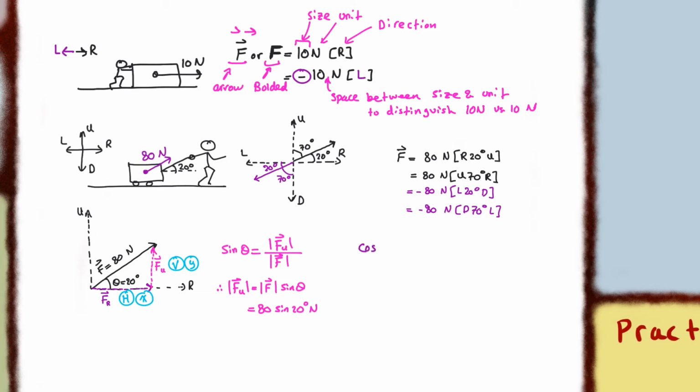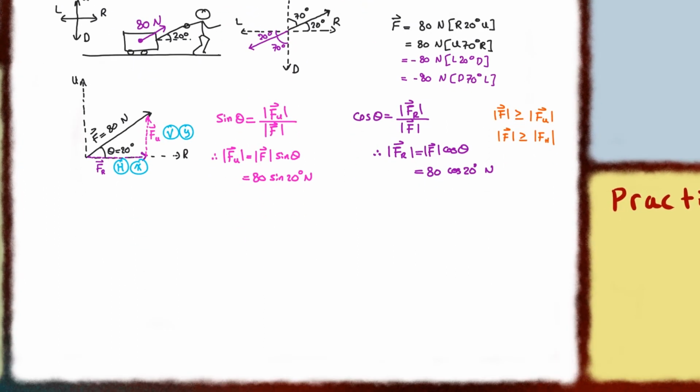We're going to use a similar method to find the right component of our force or our vector. So cosine of theta is equal to the right component of the vector divided by the magnitude of the main vector, the 80 Newton. And if I rearrange that, the right component is equal to force times cosine of theta, which is equal to 80 times cosine of 20. One very important takeaway from this is that the magnitude of the components can never be larger than the actual vector. So in this case, the right and the up components are smaller than 80 Newton.